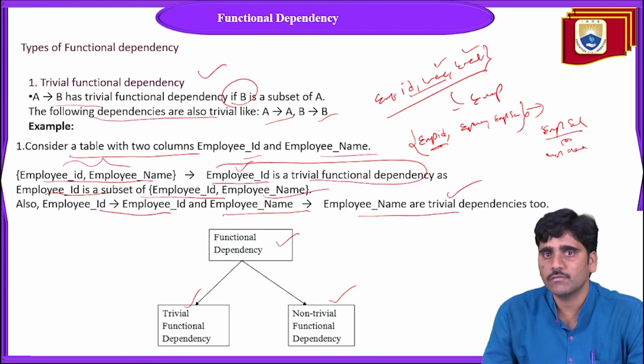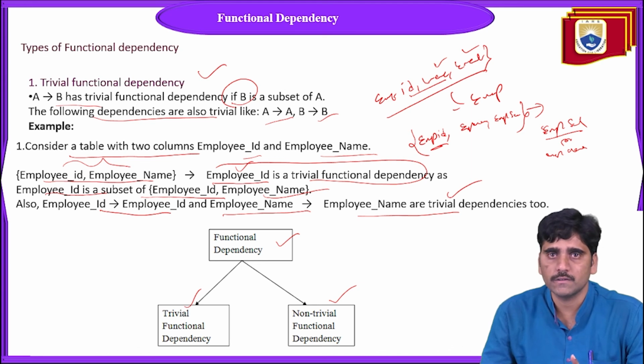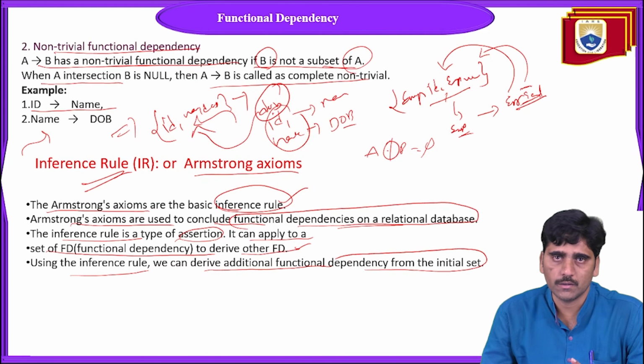And there are two types of functional dependencies. One is trivial functional dependency and the second is non-trivial functional dependency. Trivial functional dependency is when one of the attributes is a subset of the main relation attribute, so it is said to be trivial functional dependency. On the other side, it is not a subset of the main relation attribute.